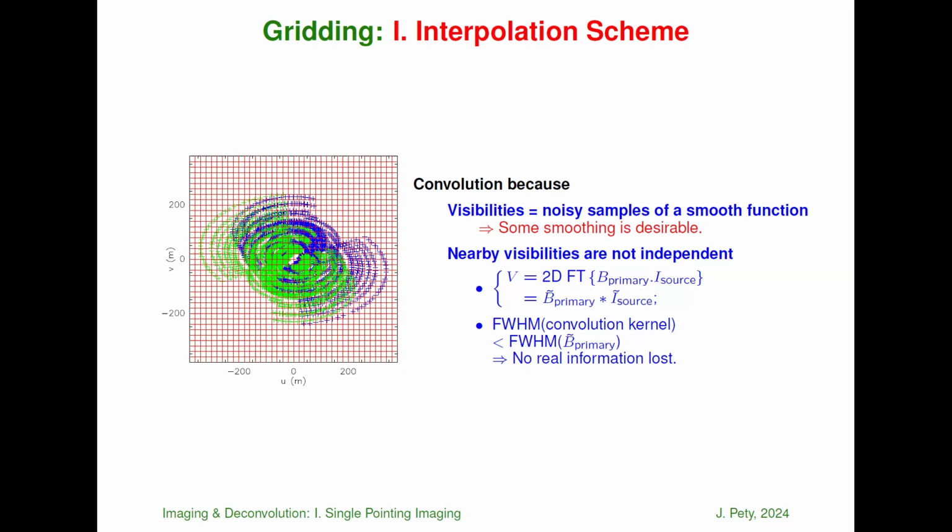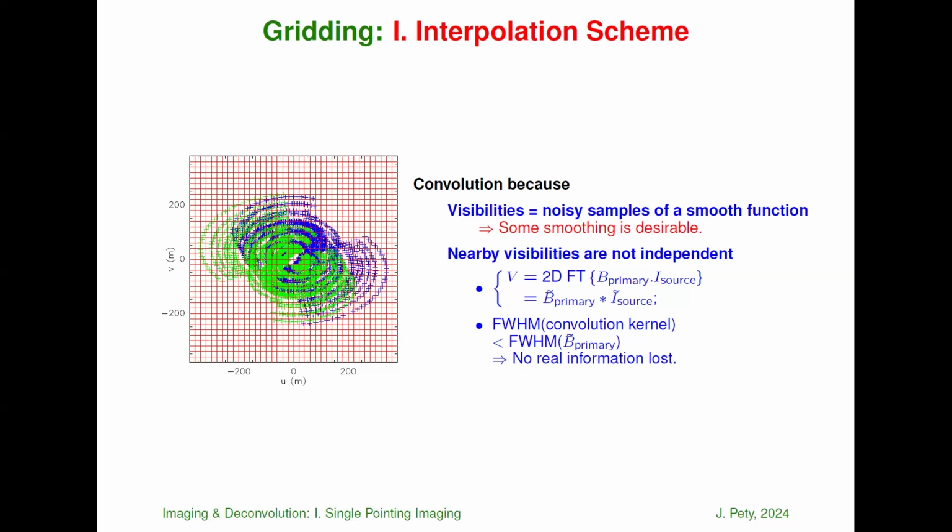There are several ways to do interpolation, but in fact, we will use a convolution. Why? The first thing is that the visibilities are noisy samples of a smooth function. And so making a convolution will smooth your solution slightly, and by doing the smoothing, you will increase your signal to noise ratio. So some smoothing is desirable to increase your signal to noise ratio.